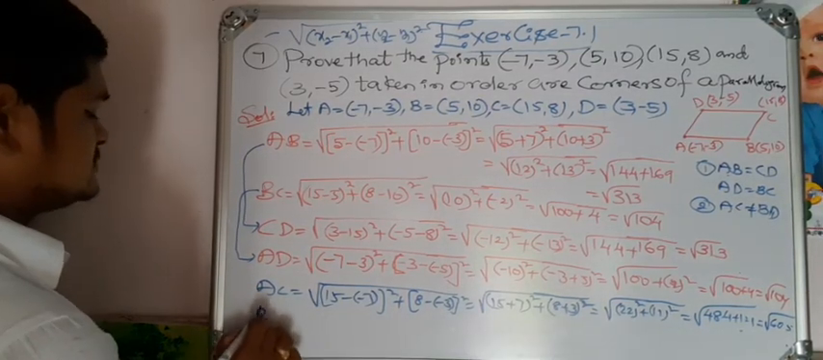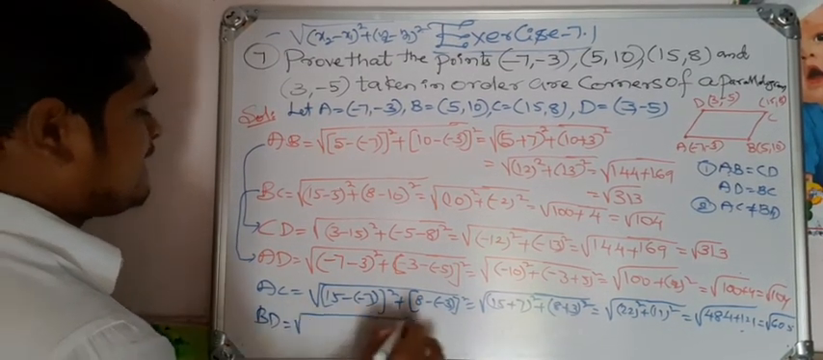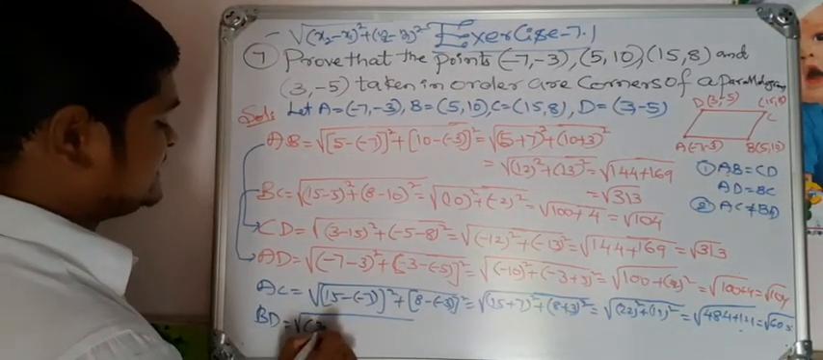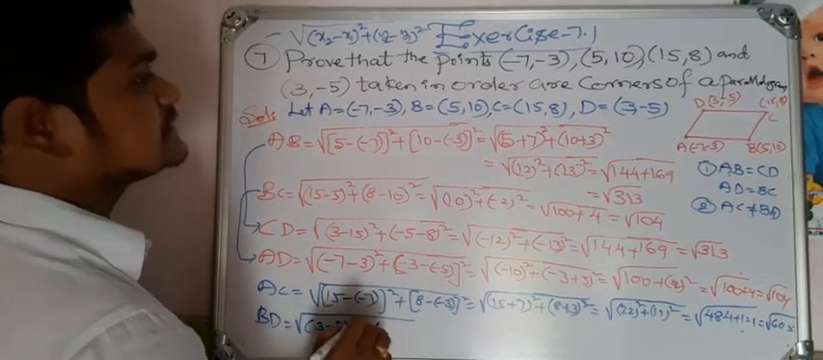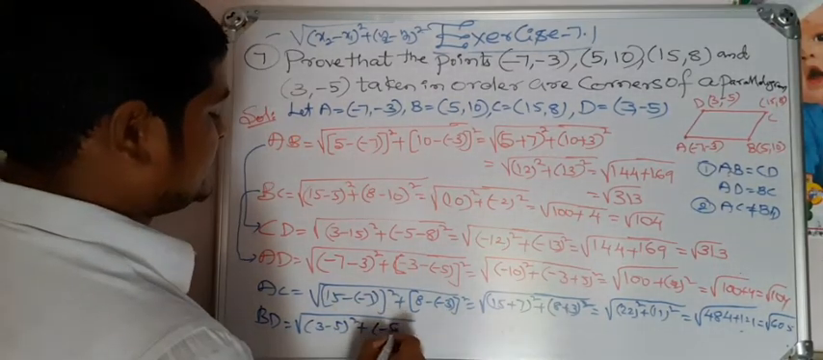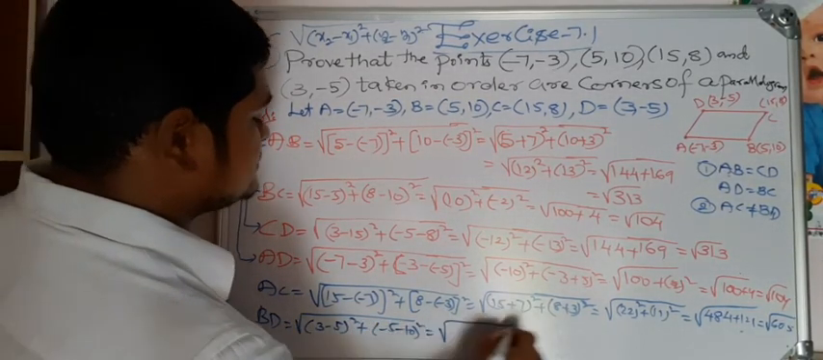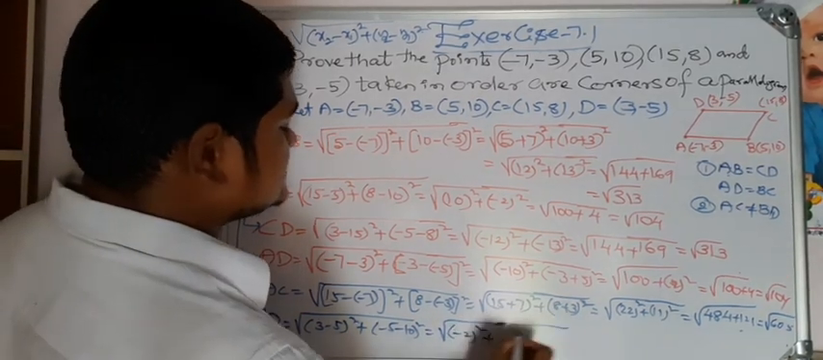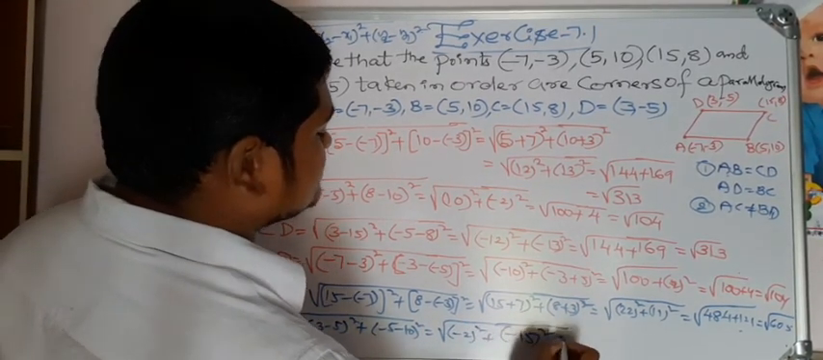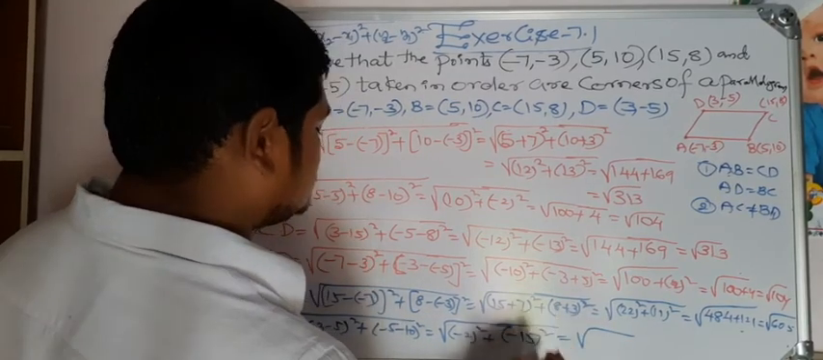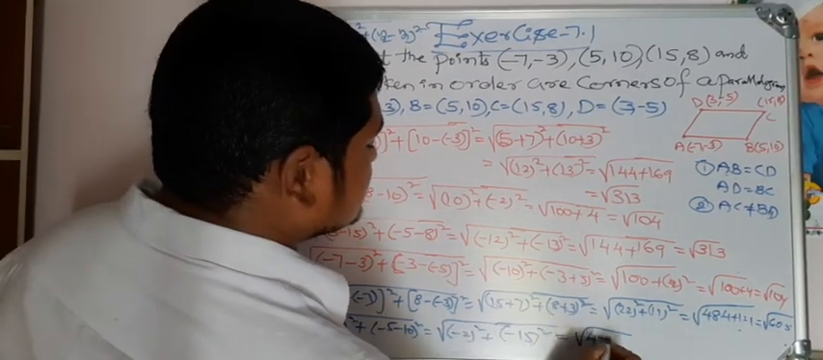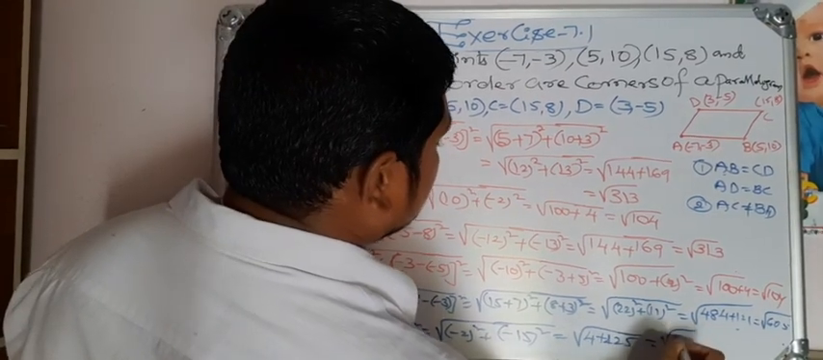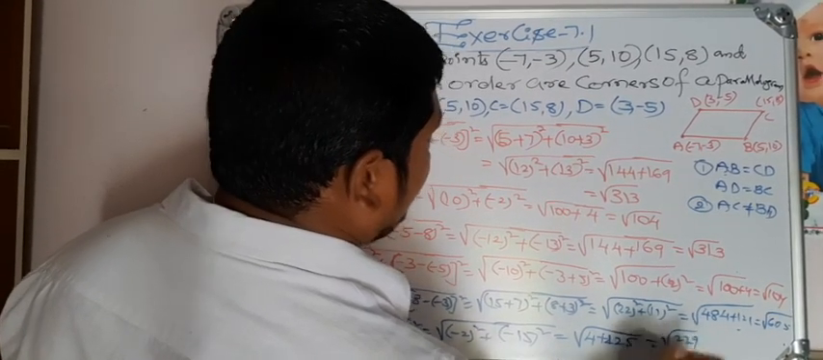Next, find BD also. BD is equal to root over this point, (3 minus 5) whole square plus (minus 5 minus 10) whole square. So 3 minus 5 is minus 2 whole square plus minus 15 whole square. So it is 4 plus 15 square, which is 225, equal to root 229.